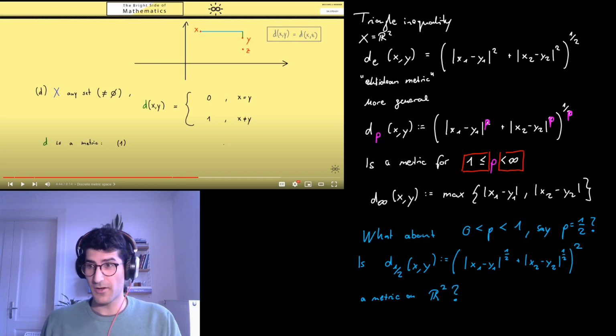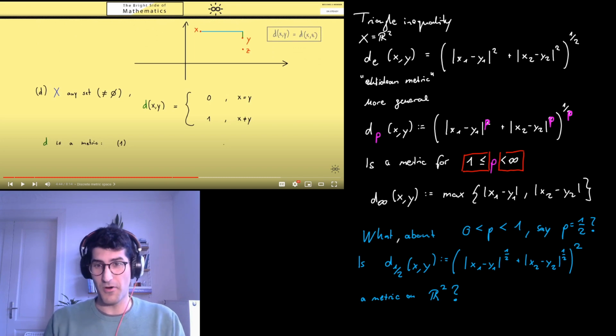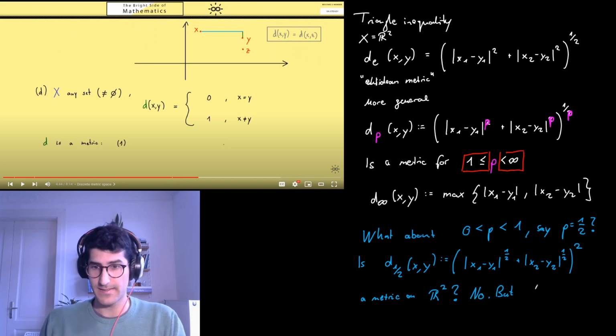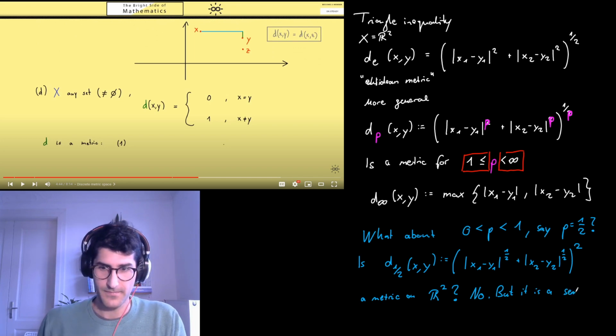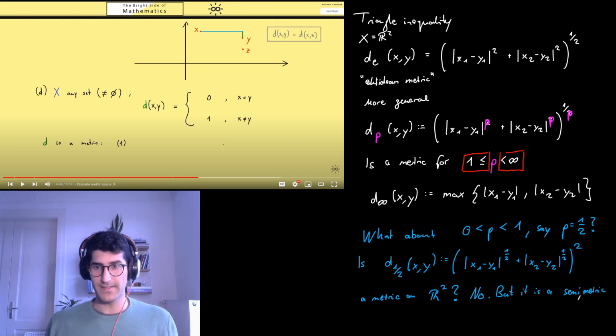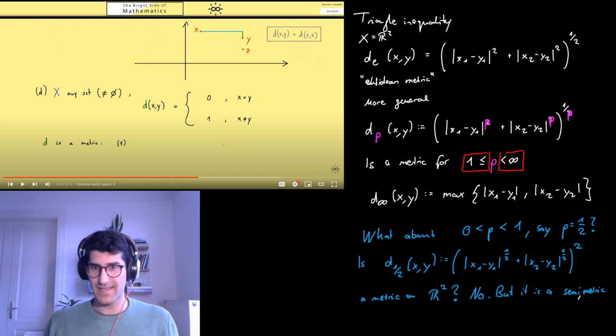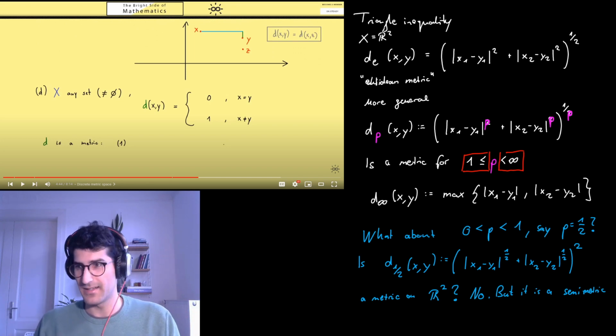So I can already give you the answer before we dive into the proof. The answer is no, but it is a semi-metric. So what is a semi-metric? It fulfills all properties of a metric except for the triangle inequality.